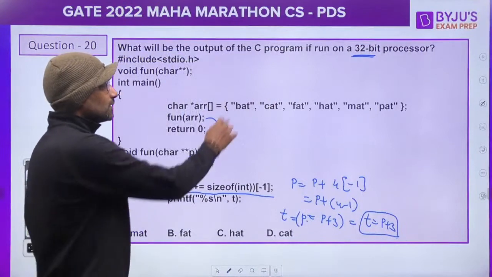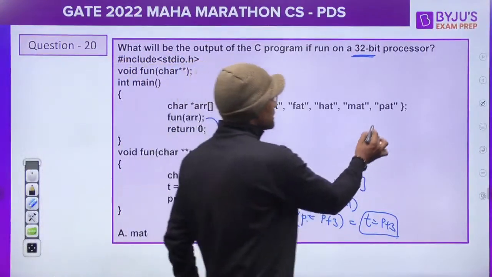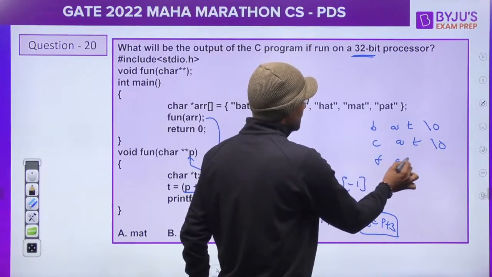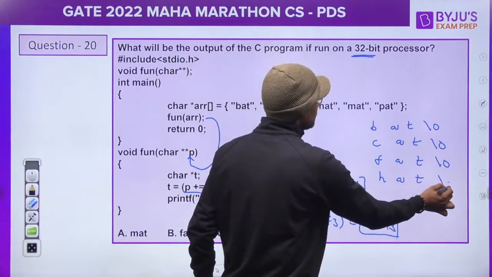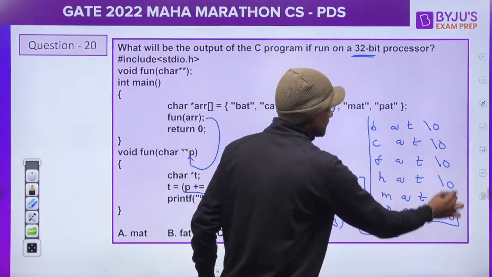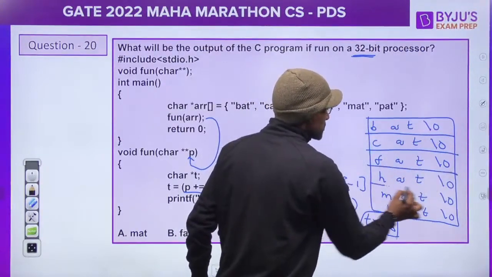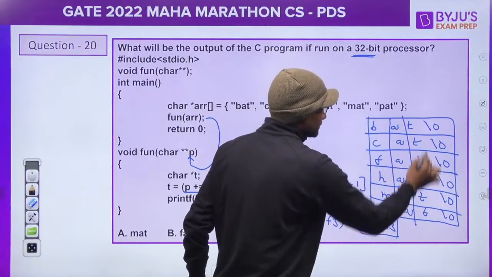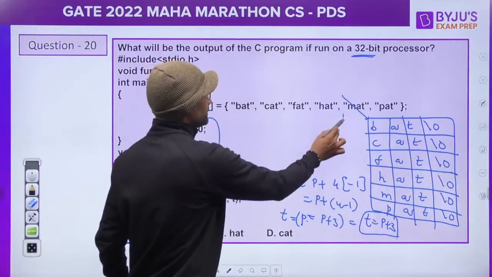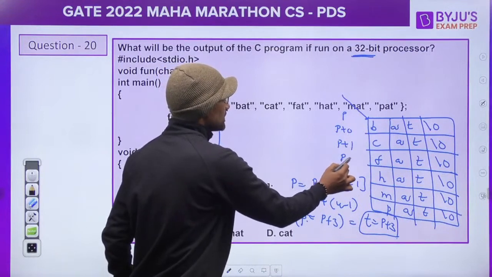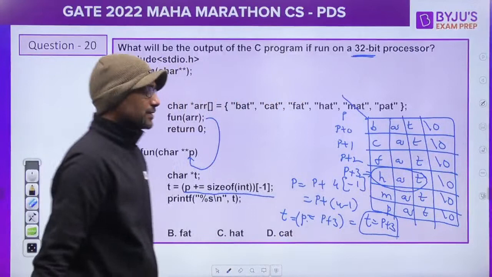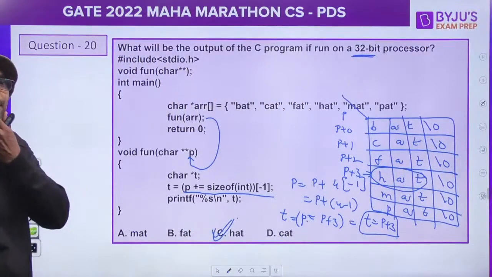So what is p plus 3? This is actually, you have to take it as a 2D array like this: BAT, CAT, FAT, HAT, MAT and PAT. Now this is a double pointer. So when this is p plus 0, this is p plus 1, this is p plus 2, p plus 3 and so on. So what is p plus 3, where it is pointing to? HAT. So what is printed? HAT gets printed.